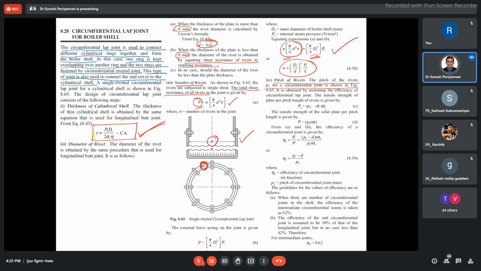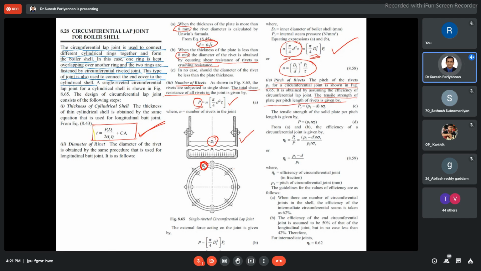Okay, pitch of the rivet. Now, here also assuming the circumferential joint, we are considering the tensile strength of the plate per pitch length. Here, considering PT is equal to (P1 minus D) into T into sigma 1, sigma 1 being the tensile strength of the plate.